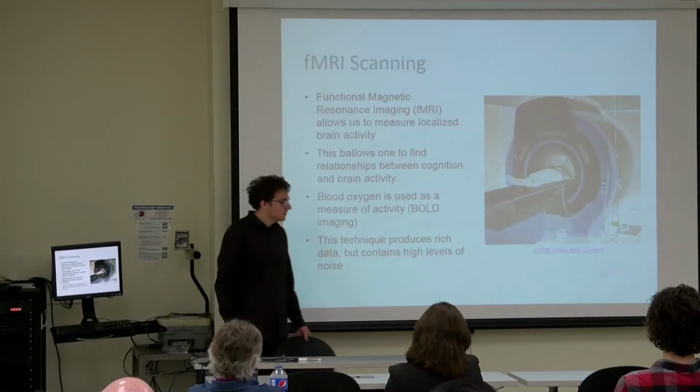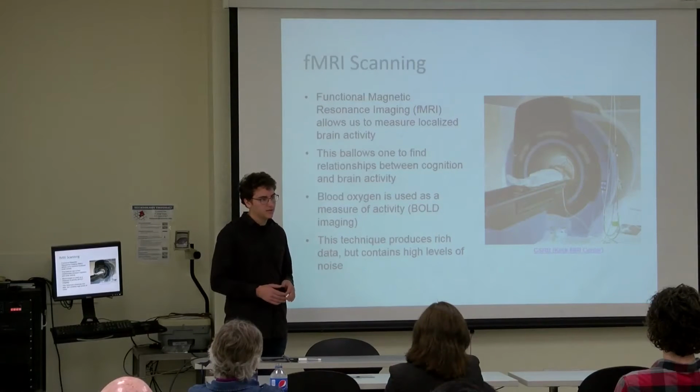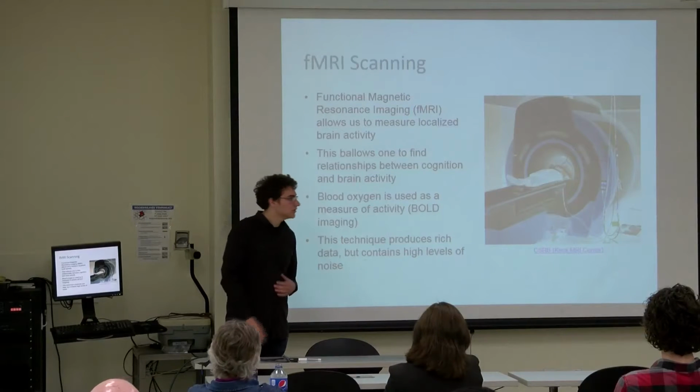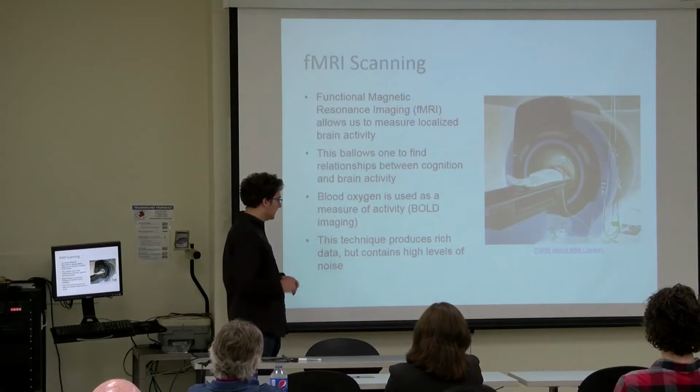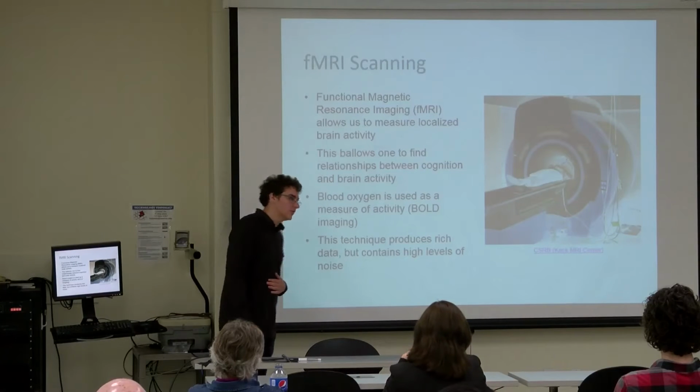Functional magnetic resonance imaging, or fMRI, allows us to measure localized brain activity. This is largely done through looking at blood oxygen levels in regions of the brain, so it allows us to see where the metabolism is most active in certain regions of the brain. This technique produces rich data about how the brain is working, but it also has a lot of noise in it.